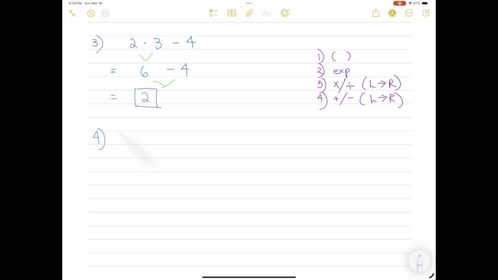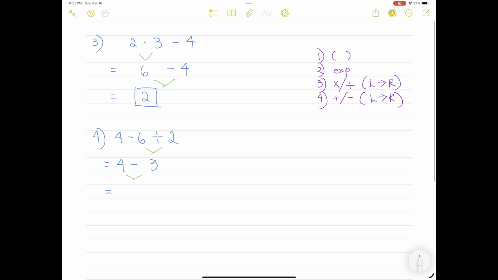Problem number 4, 4 minus 6 divided by 2. Again, there are no brackets or exponents, so we start with the division problem. 6 divided by 2 equals 3. We write that down on the next line, and we copy the rest of the problem as it was written. So we have 4 minus 3, which equals 1. We write that down and box our answer.